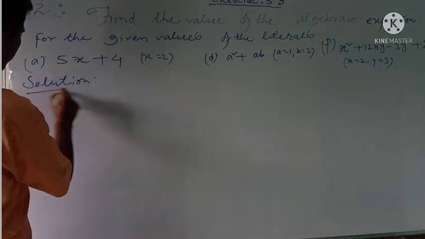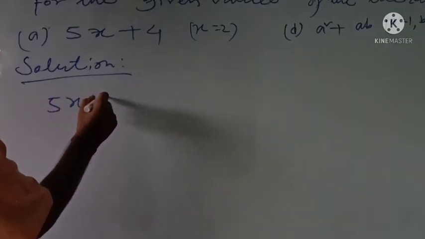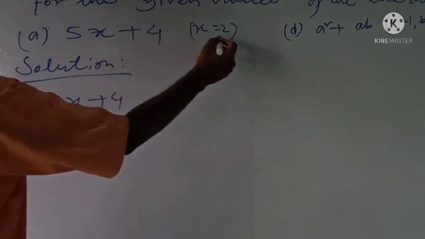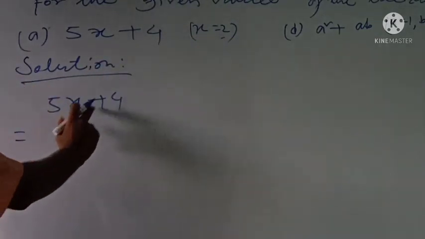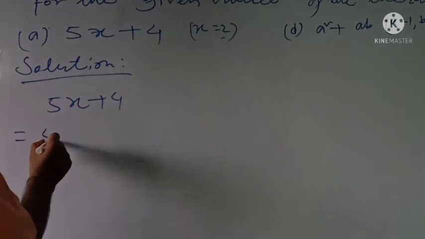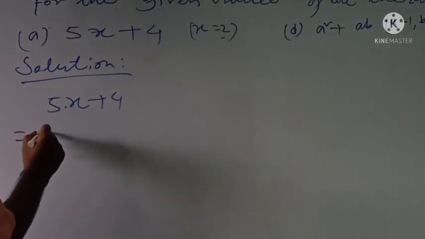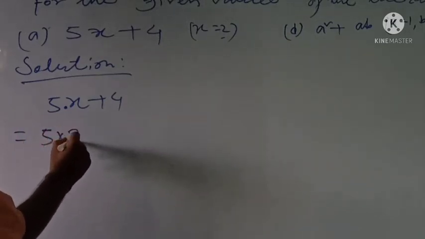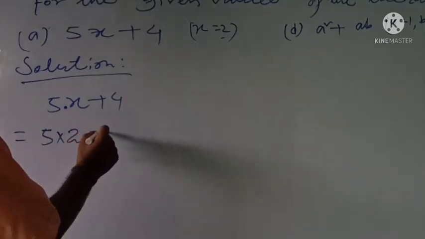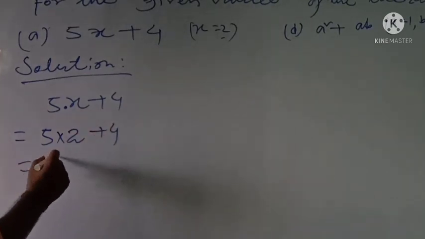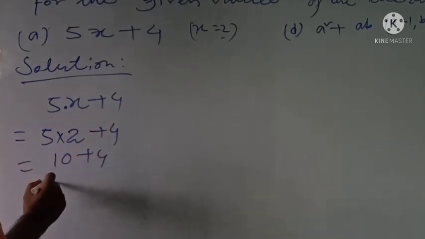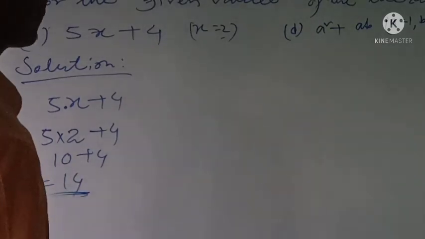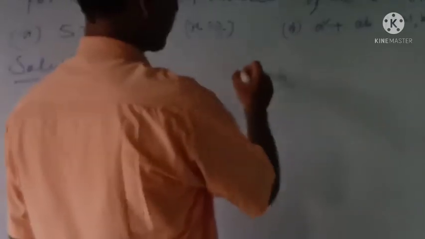Solution: 5x plus 4. Okay, now what is the value of x given? 2. So in place of x we will replace the value 2. 5x means 5 into x. So what will we write here? 5 into 2, in place of x we put 2, then plus 4. 5 times 2 is 10, plus 4 equals 14. It's very simple, isn't it? Now see, next question, question number D, solution.